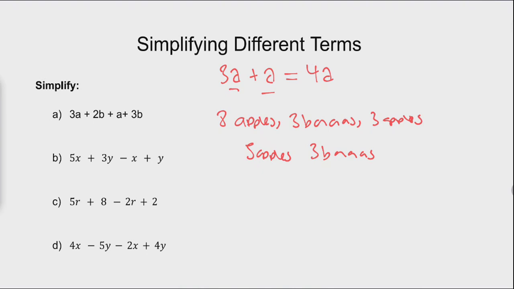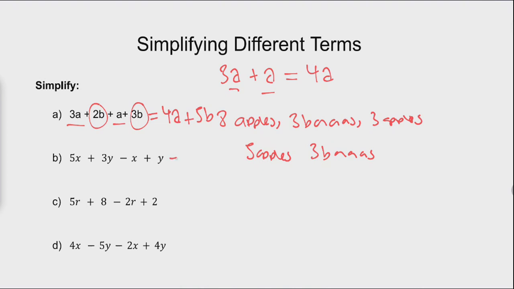Okay, so let's look at 3a plus 2b plus a plus 3b. That's like saying 3 apples, 2 bananas, 1 apple, and 3 bananas. So how many do we have altogether? Well, let's collect those like terms. Let's collect the 3a and the a, add those together, we get 4a. And then we can collect the 2b and the 3b to get 5b.